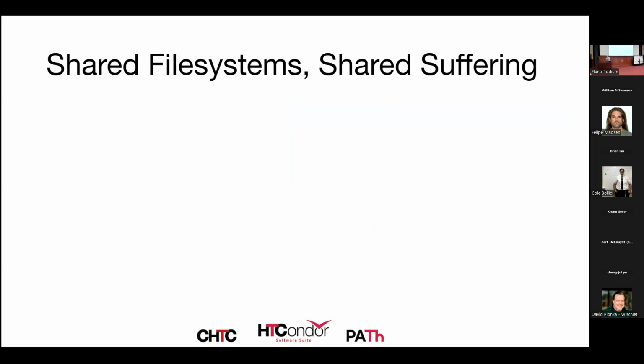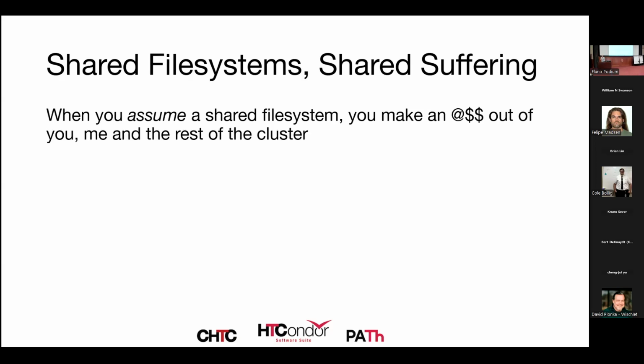So there was one thing on the previous slide that I didn't mention. What was that? It was that shared file system sitting in between, right? In places like the OS Pool, there are no shared file systems. And as my mom always used to say, when you make an assumption about shared file systems, you make an ass out of you, me, and the rest of the cluster.